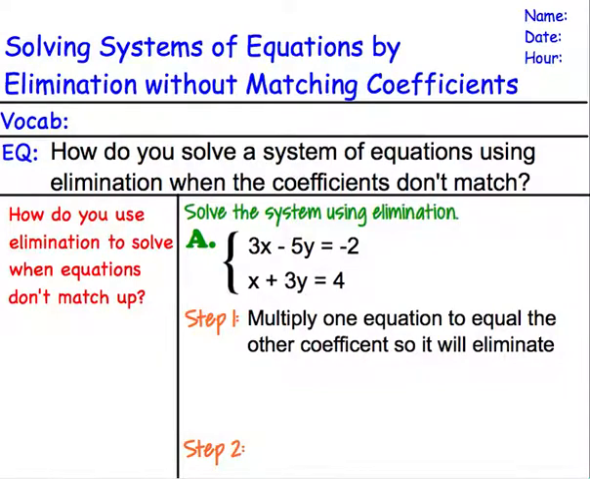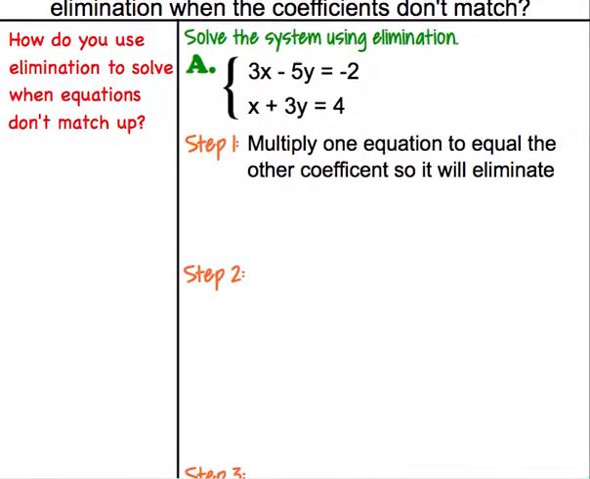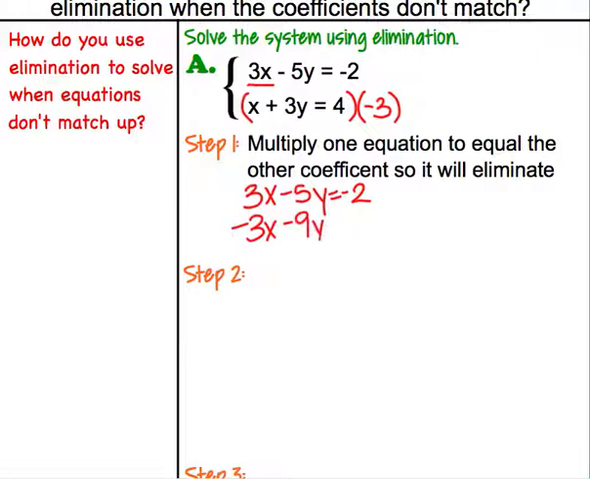What we mean by that is I take a look at this first problem and I see that if I could just multiply this whole equation here by a -3, that would give me a -3x, which would cancel with this one. So that's what I'm going to do. So my first equation stays the same, 3x minus 5y equals -2. And my second one, when I distribute this -3 in, is going to give me -3x minus 9y equals -12.